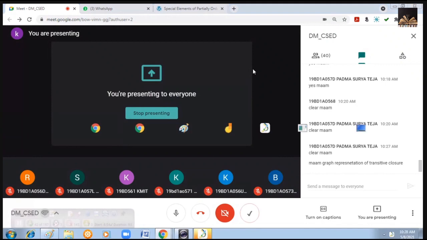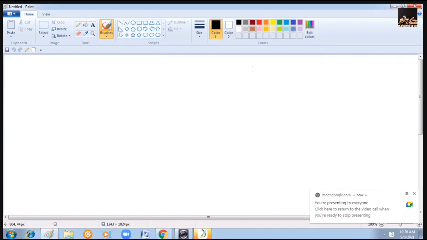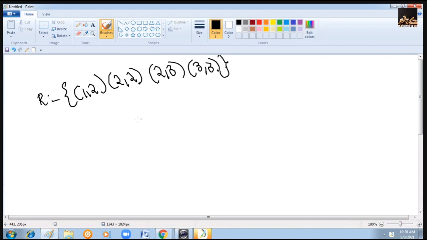Graph representation of transitive relation is the same. Let me explain. So what is the relation we have considered previously? Let me write the relation once. So the relation is R equal to 1 comma 2, 2 comma 2, 2 comma 3, 3 comma 3. So first, what is the graph for this? Three elements are there, so you will have 3 vertices. 1 comma 2, next 2 comma 2, 2 comma 3, and 3 comma 3.